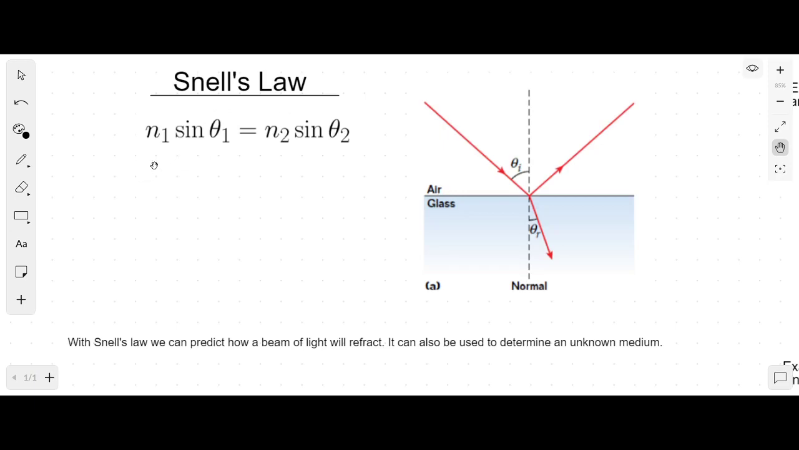Snell's law is that N1, which is the index of refraction for the first medium, multiplied by sine of theta 1, which is the incident angle, will always be equal to N2, which is the index of refraction for the second medium, multiplied by the sine of theta 2, which is the refracted angle. Okay, and this is very, very significant, because with Snell's law we can predict how a beam of light will refract, and it can also be used to determine an unknown medium. So knowing this piece of information helps us find a missing piece of information, which just turns out to be what every physics equation does ever.